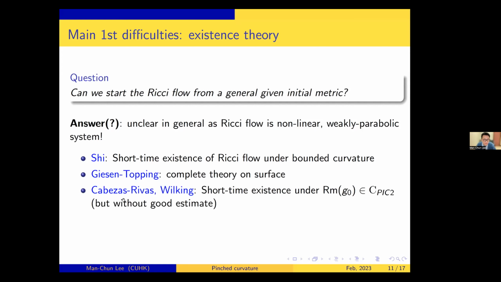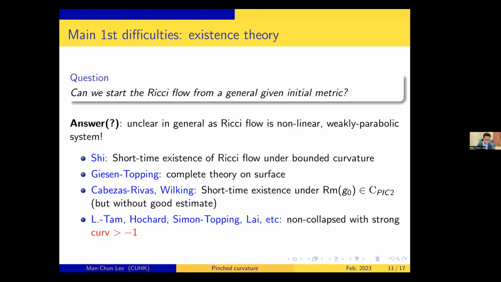Then the result by Esther and Wilkin is another breakthrough in these recent 10 years. They prove that the short time existence is true when you have a Pic two condition. But they don't have a really good estimate. They can prove an existence theory, but they don't have an explicit regularization estimate. Still, it's a really important result in Ricci flow.